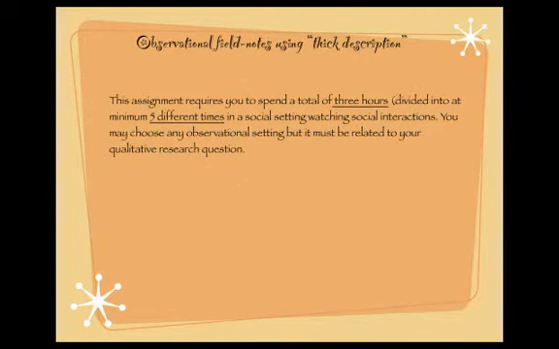Now, in an overview, this assignment requires you to spend a total of 3 hours, divided into at minimum 5 different times in a social setting, watching social interactions. You may choose any observational setting that you'd like, but of course it's got to be related to your qualitative research question. You must submit your qualitative research question for approval prior to doing any observations or interviews. And of course, this is really important so you're not wasting your time. Your qualitative research question will be a case study of your choosing. Remember, you need to choose a particular social setting that represents the case that you want to study.